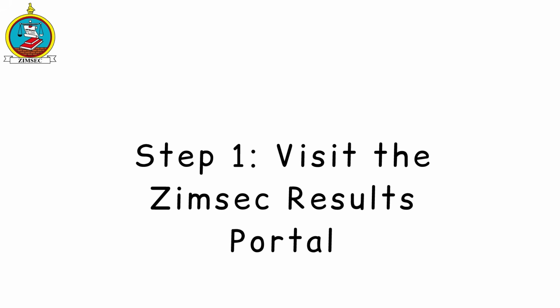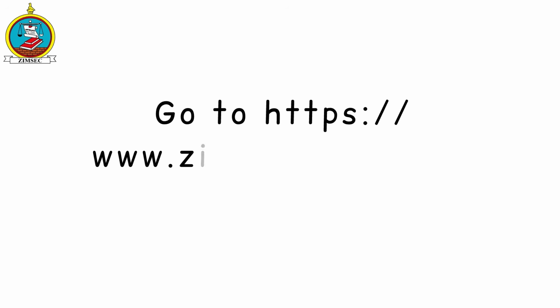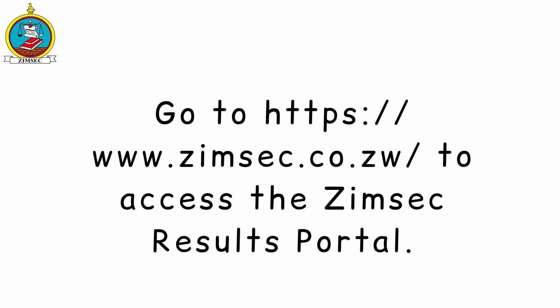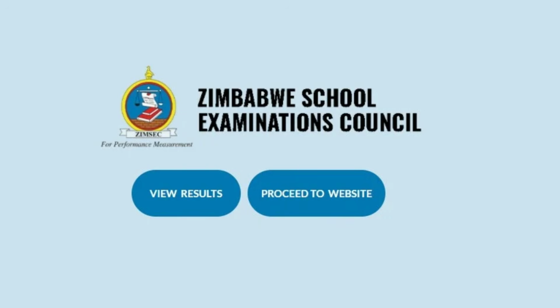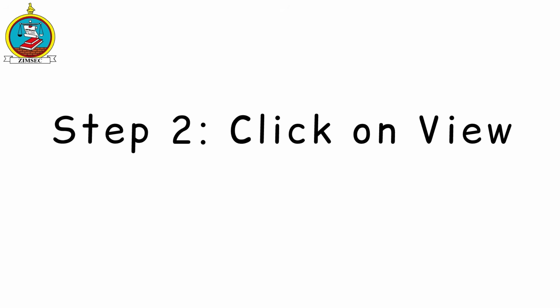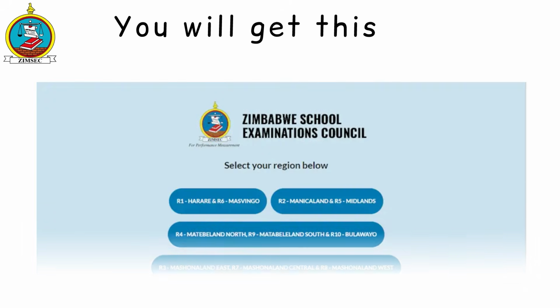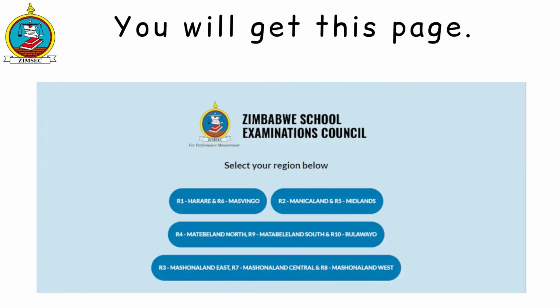Step 1. Visit the ZIMSEC results portal. Go to this link that I just put up there, and then you will find this page. Step 2, click on view results. You will get this page.